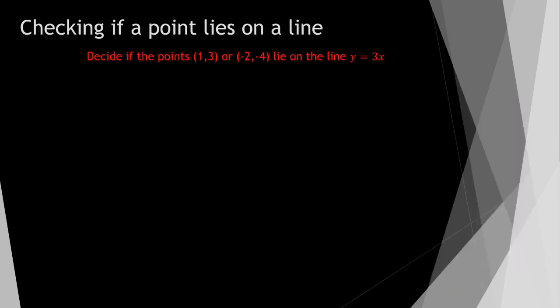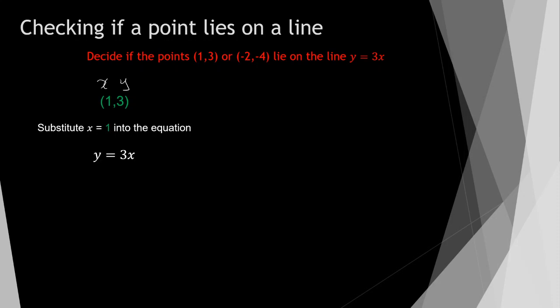So here we've got a typical question. Decide if the points 1, 3 or negative 2, negative 4 lie on this line, which is called y equals 3x. Okay, so let's look at the first point, which is 1 and 3. What I'm going to do here is I'm just going to substitute my x and y value into the equation. So here we have x on the left, remember, and y on the right.